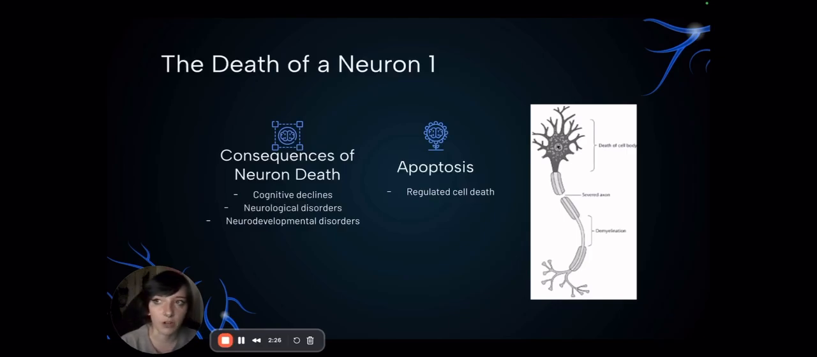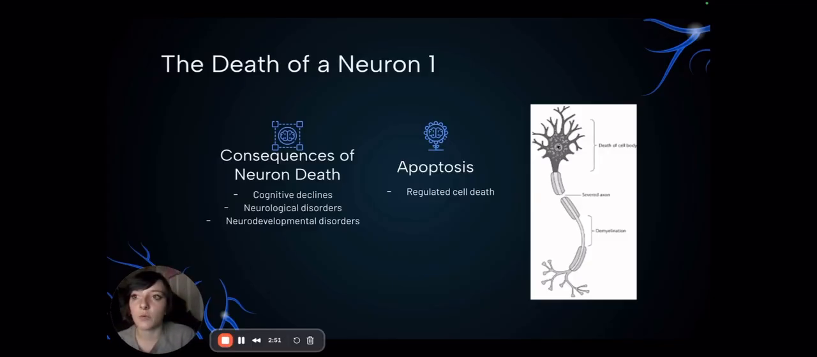Next is the death of a neuron. So, consequences of multineuron death. If you only lose one or two neurons, nothing drastic or life-threatening will occur. However, if you lose mass amounts of neurons, you could suffer from neurological disorders, cognitive declines, and neurodevelopmental diseases. For example, neuron death is a key factor in neurodegenerative diseases like Alzheimer's and Parkinson's disease.